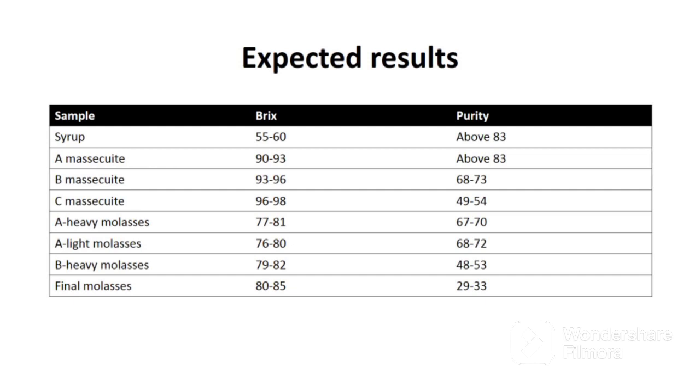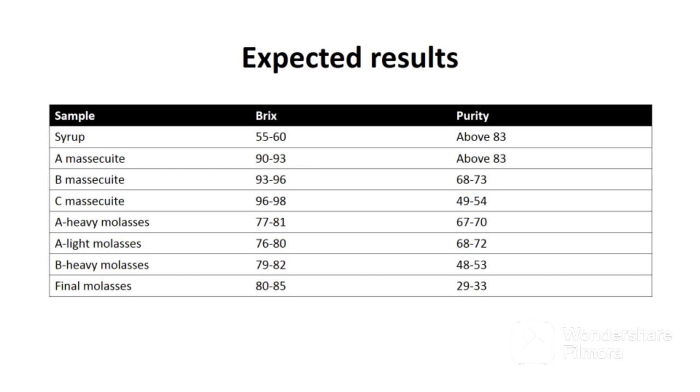Again, after the third crystallization and centrifugation, we expect purity drop of around 20. That's why if C massecuite has 49, the final molasses purity, if this material has been centrifuged well, the expected purity is between 29 to 33. So if in case you analyze final molasses and find that purity is above 33, it shows that centrifugation of C massecuite has not been efficient. And it also shows that a lot of sucrose is being lost to molasses.